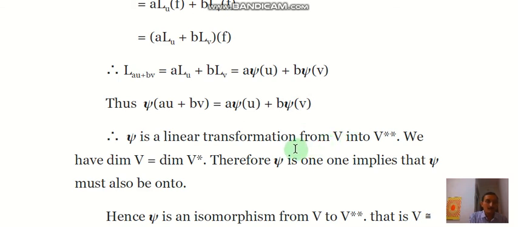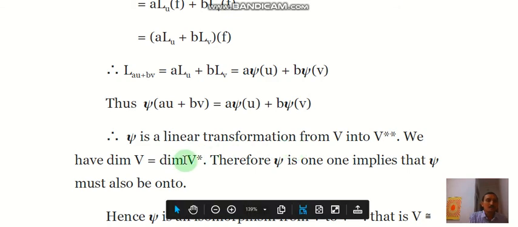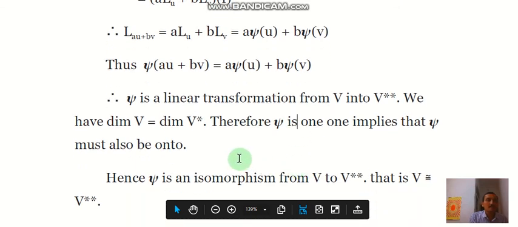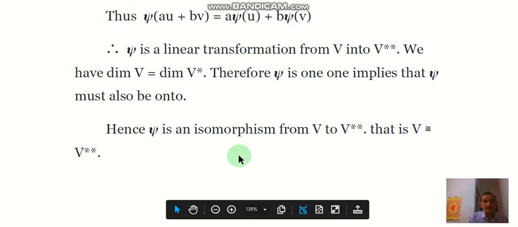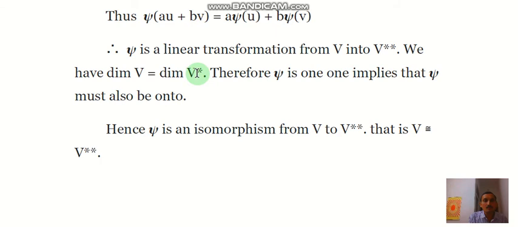Next, for the onto condition, we have dimension V equal to dimension V double star. Therefore psi is one-one implies that psi must also be onto. Hence psi is onto. So here the dimension of V is equal to that of V double star. Hence psi is an isomorphism from V to V double star. That is, V is isomorphic to V double star.